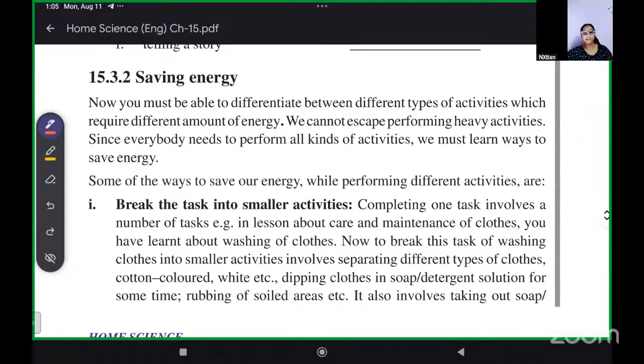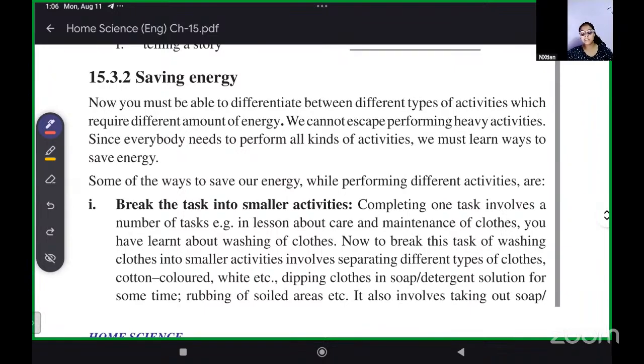If we do not follow certain ways to save our energy, what will happen is that we will feel exhausted faster. We will feel less energized. We will be tired easily if we do not know how to utilize our energy well or how to save our energy. Let's take a look at some of the ways to save energy while we perform different activities.